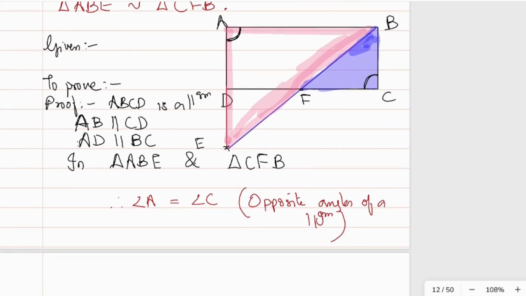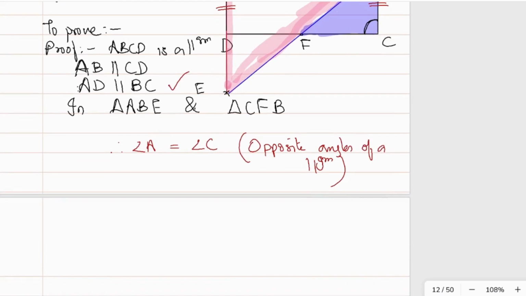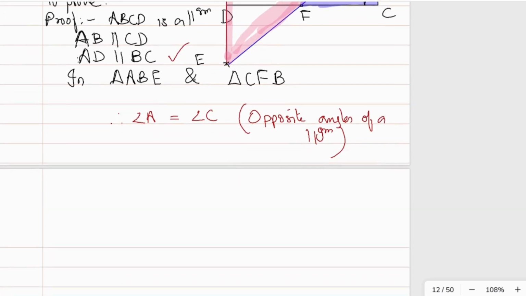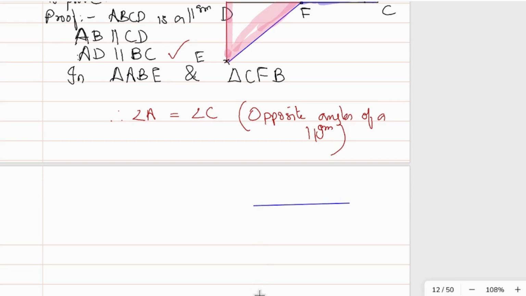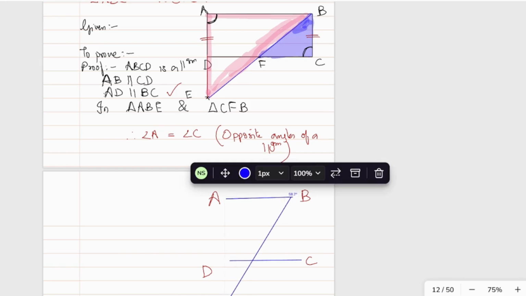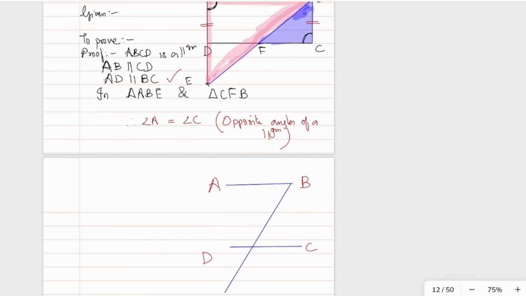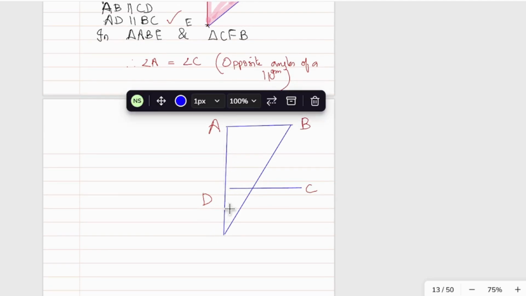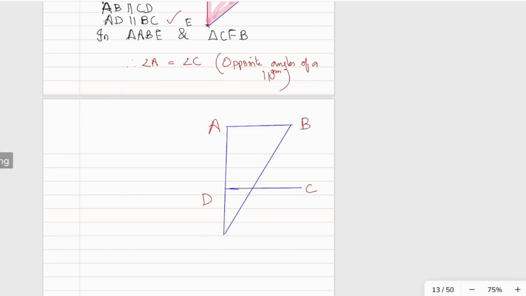Next, I can write one more thing. Look, this line is parallel to this line, that is, AD is parallel to BC. Let me draw that here. I am just changing the positions. This is A and AD, and this is BC. Let it be A, B, this is C, this is D. And you can see BE is a transversal line, right? This is a line produced from here. Clear?